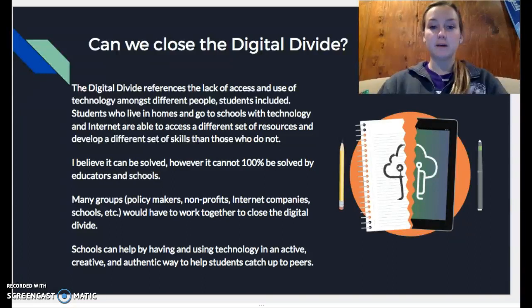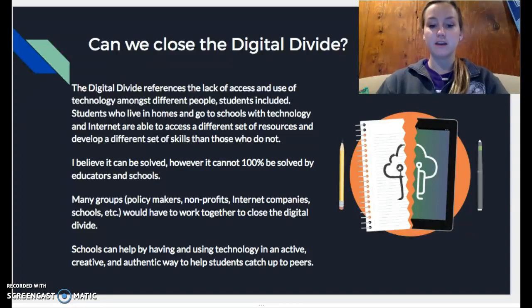Many groups, policymakers, nonprofits, schools, teachers, parents, students, everybody's going to have to work together in order to bring this issue to a close. We're going to have internet companies who are willing to go to rural areas and bring broadband access to those areas. We're going to have parents who want to use technology in their home and are using it actively with their students. We're going to have schools who are being innovative. Everything is going to have to be working together for us to solve this problem. Schools can help, like I said, by using technology in active and creative and innovative ways with students.